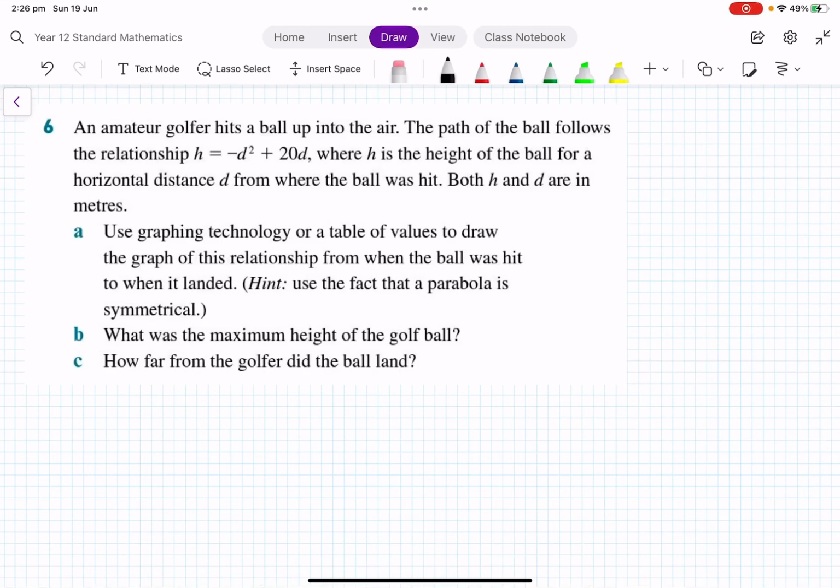Hi again, let's talk about this next example. This is question 6. An amateur golfer hits a ball up into the air.